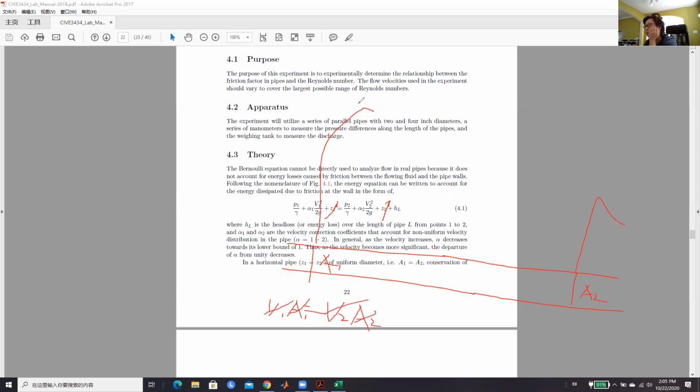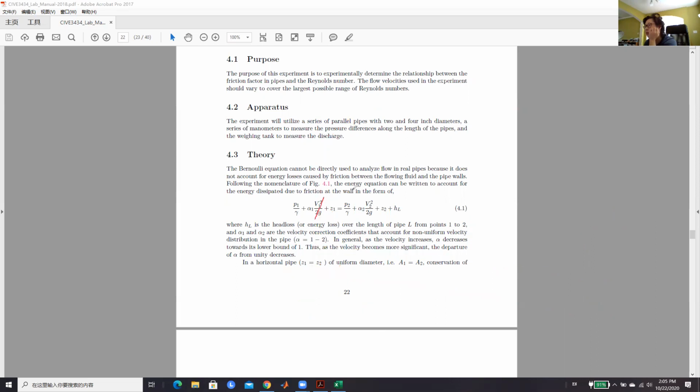So this part can be canceled out. Z can be canceled out. The whole equation will only keep the pressure part and the head loss part. This head loss is the head loss of the water flow. This equation is established between the two cross sections with the tubes attached. So the head loss is the head loss between these two cross sections.